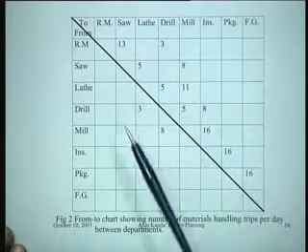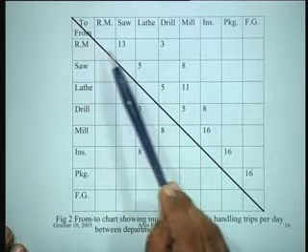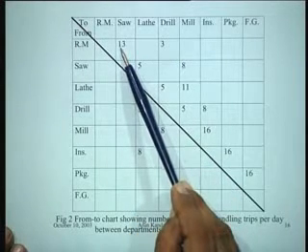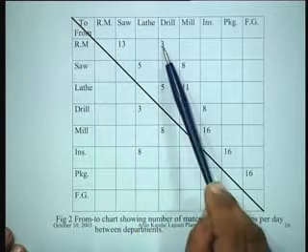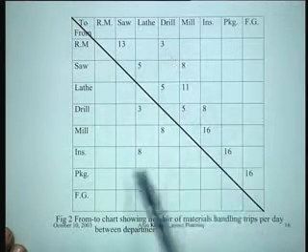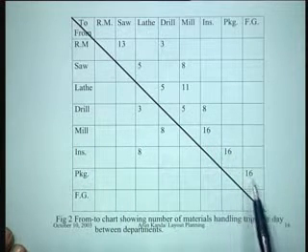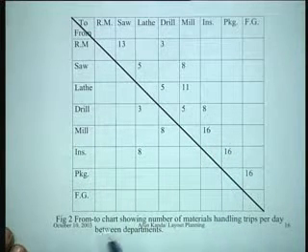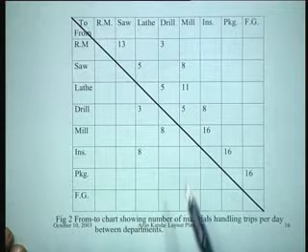So what it shows is that the total movement which takes place from raw material to saw is 13 trolleys. Daily there will be 13 trolley loads moving from raw material to saw, right? And from raw material to drill 3 will be moving. And as far as this movement is concerned, from milling to inspection 16 will be moving and so on. So this from to chart shows the number of material handling trips per day between all the departments.